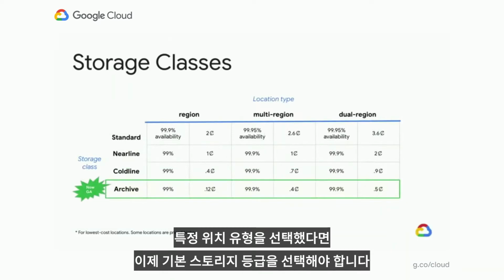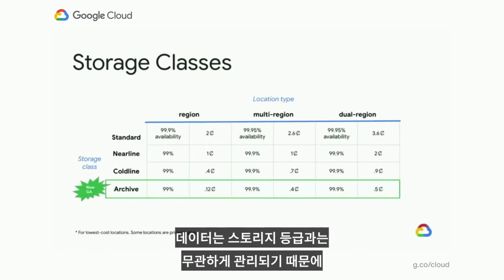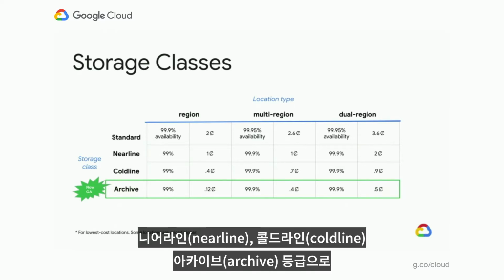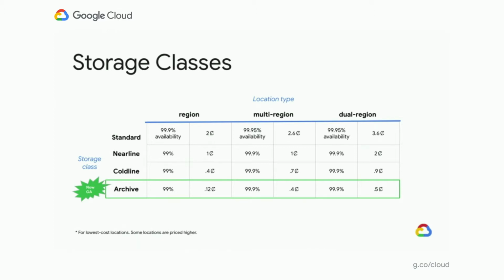So once you've picked a particular location type, the next choice has to do with your default storage class. And in reality, you can have objects that are in all of your storage classes. So you can start out in standard and then also have colder data that is in nearline, coldline, or archive.